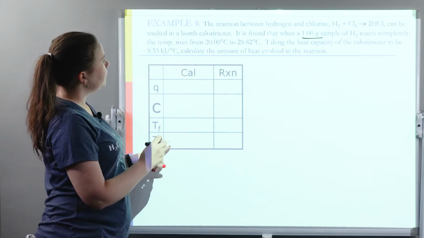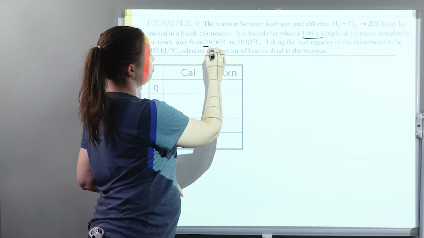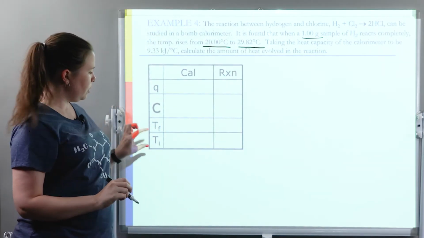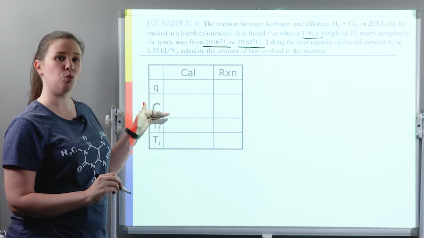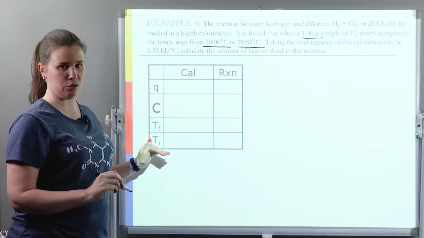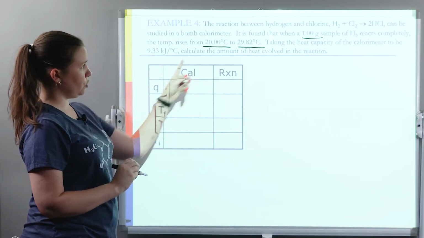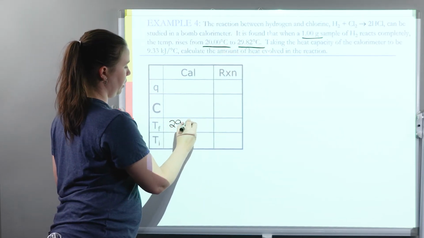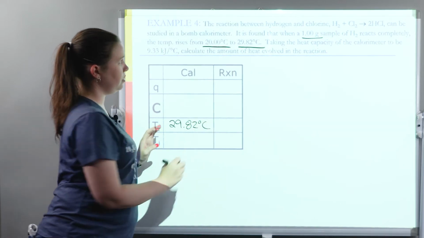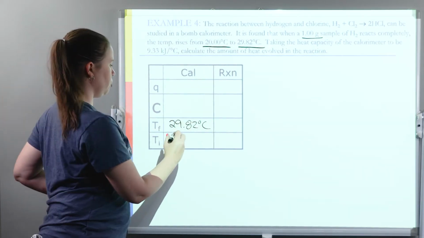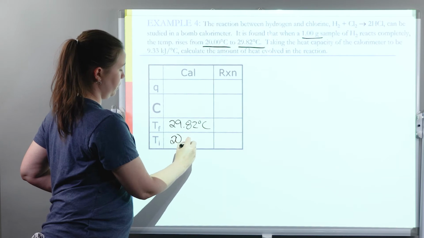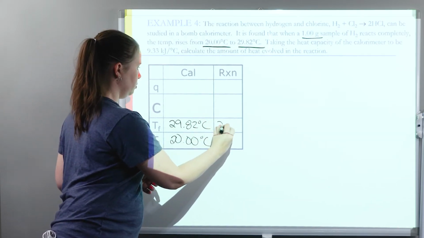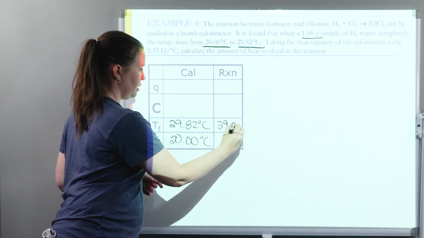It's going to react completely as the temperature changes from 20 degrees Celsius to 29.82 degrees Celsius. So these are my two temperatures. The question is which one's the final and which one's the initial. So the final temperature would be what it ends on, the 29.82 degrees Celsius, whereas the initial temperature would be what it starts at, the 20.00 degrees Celsius.